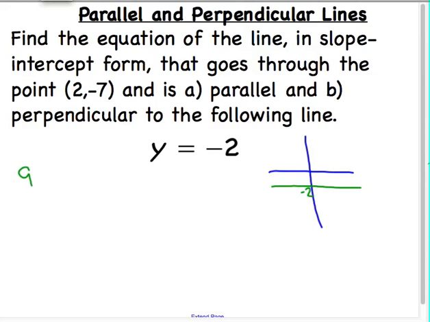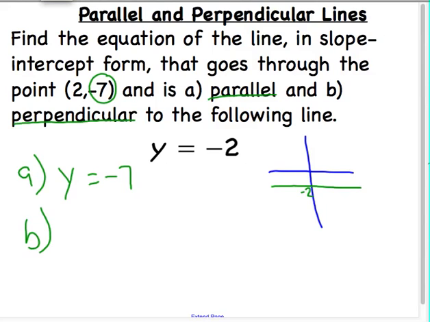So for part A, they want us to find the parallel line. A line that's parallel to a horizontal line is going to be another horizontal line. So it's going to have the form y equals. And now we've got to find the y value. Well, it's just given in the problem at that specific point. So the answer is y equals -7. It's very simple.